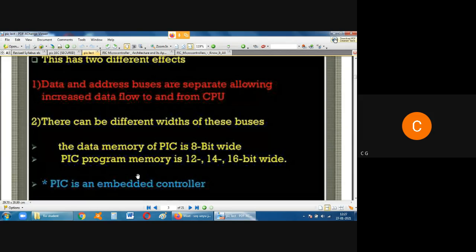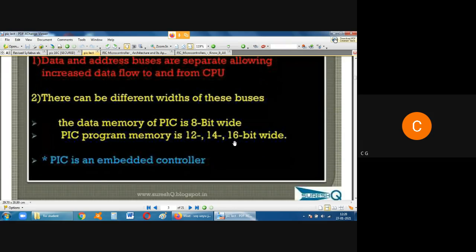So the program memory is automatically 8 bit wide, because the same memory is used to store the program and also the data added by the user. But in this case you will have a separate memory to store the program, and to store data you will have an 8 bit memory.